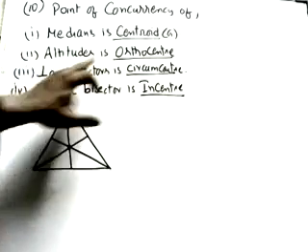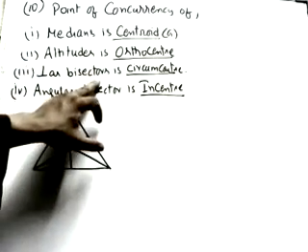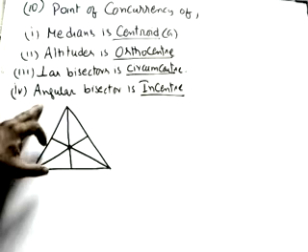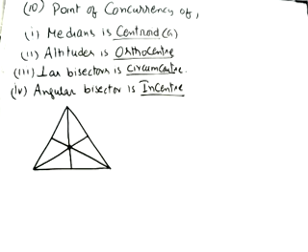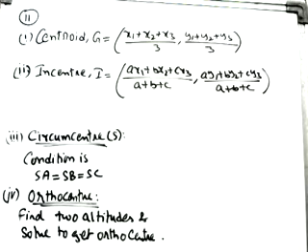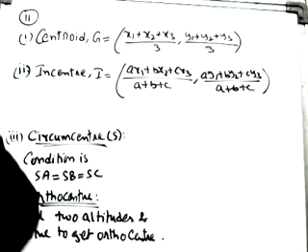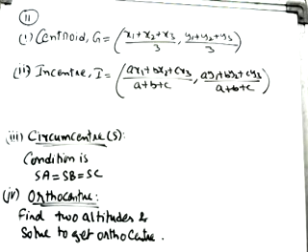So the point of intersection of altitudes is the orthocenter. The point of intersection of perpendicular bisectors is the circumcenter. And the point of intersection of angular bisectors is the incenter. Now, if the three vertices of a triangle are given, then we can use the formula of the centroid. The centroid is denoted by G equals x1 plus x2 plus x3 by 3, y1 plus y2 plus y3 by 3. Also, you must know that the centroid always divides the median in the ratio of 2:1.